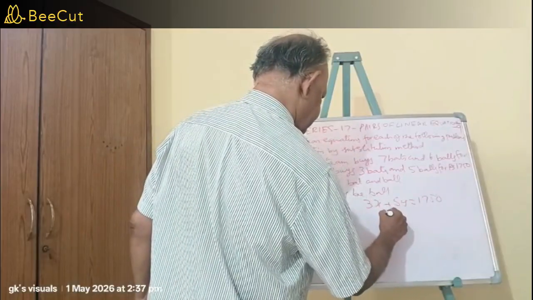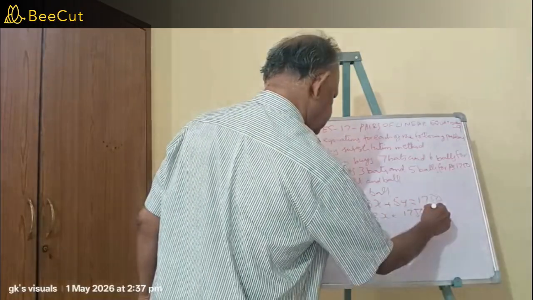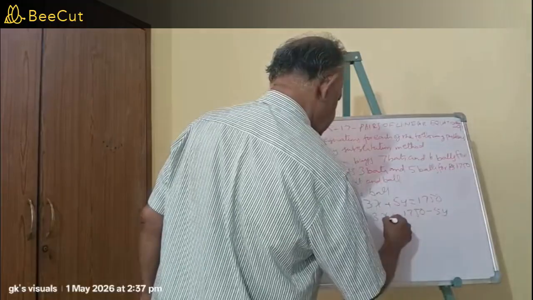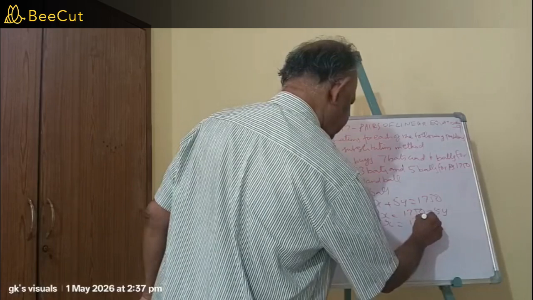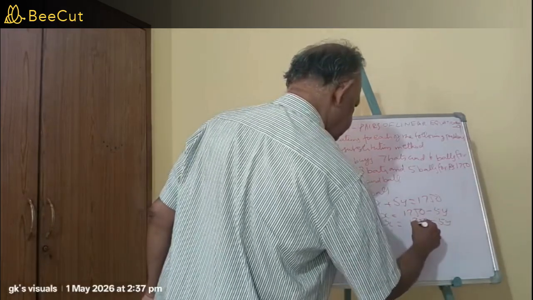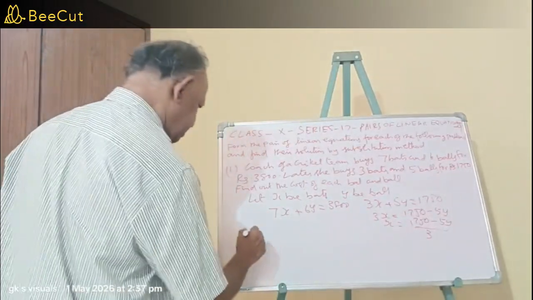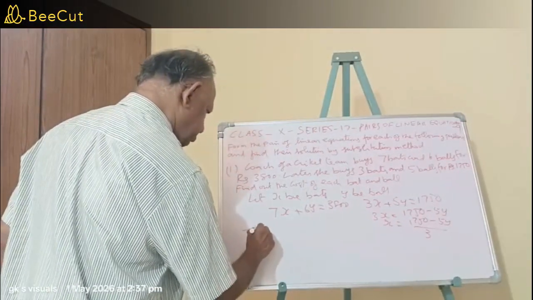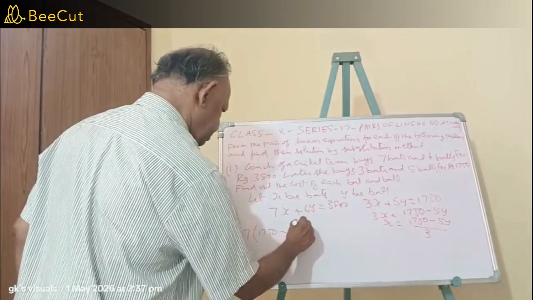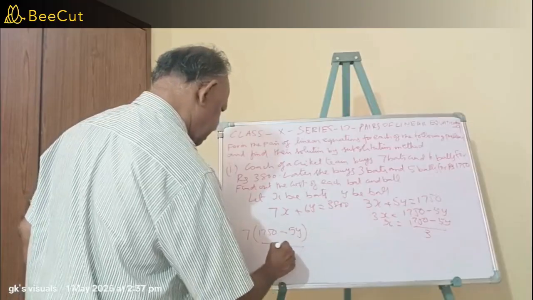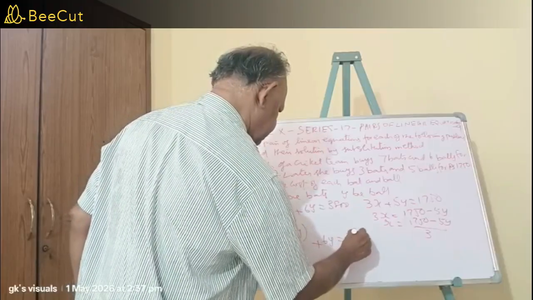From this, if you write 3x is equal to 1,750 minus 5y, x is equal to (1,750 minus 5y) by 3. Now we will substitute this in this equation, that is 7 into (1,750 minus 5y) by 3 is substituted for x, plus 6y is equal to 3,800.